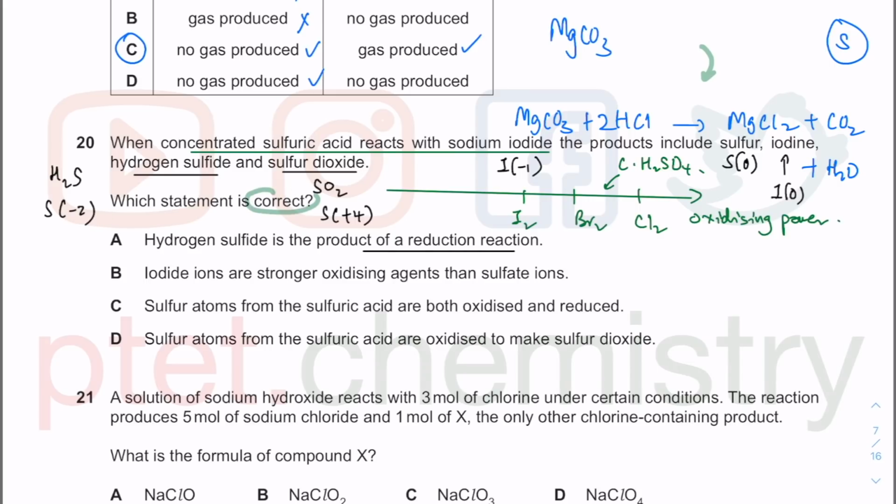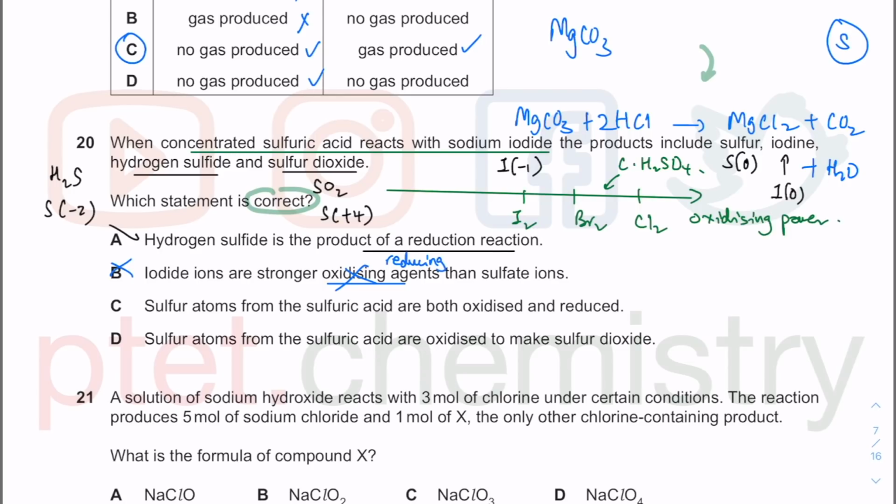Looking for which one is correct. So A is correct, but let me just go through the other options and prove that they are not correct. Iodide ions are not stronger oxidizing agents, they are stronger reducing agents, obviously.